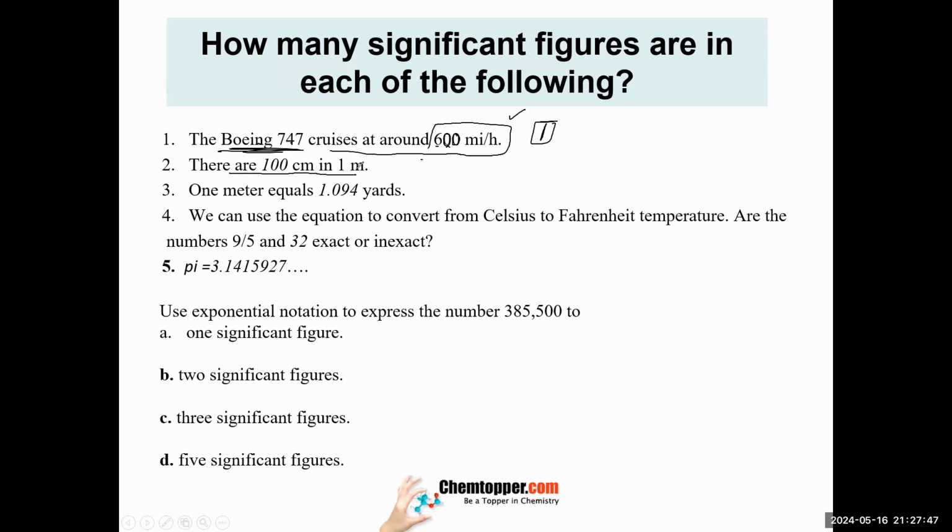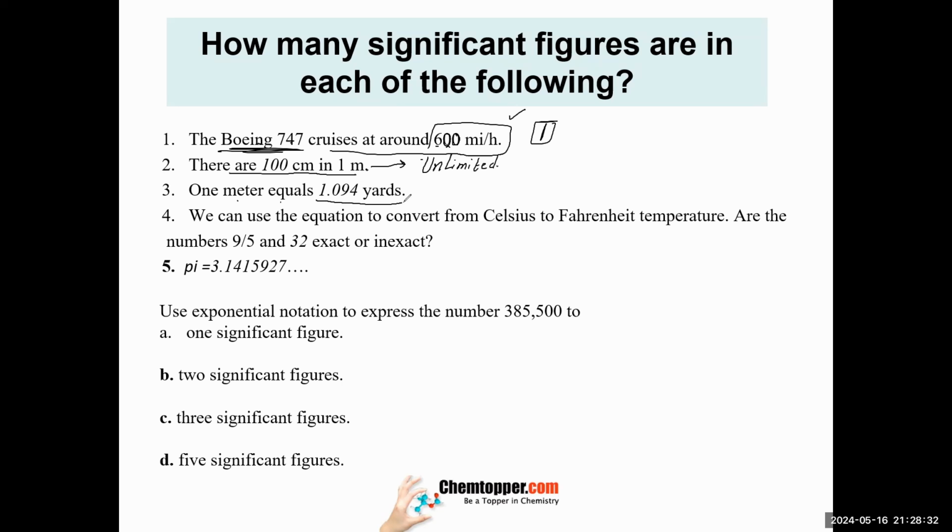This is a defined conversion. Centimeter, meter, decimeter, millimeter, micrometer, kilometer, megameter. All these are defined conversions which we are going to do in SI units. So in the defined values, we assume that they are very accurate and the number of significant figures is unlimited or infinite. So here I'm writing unlimited because this is a defined number.